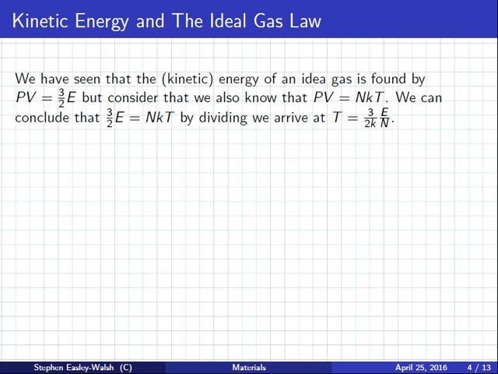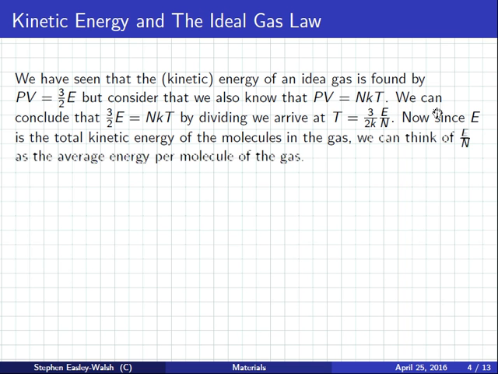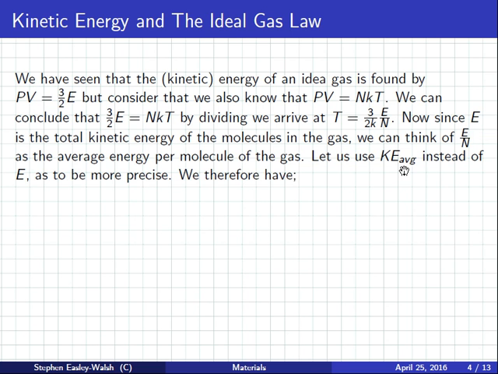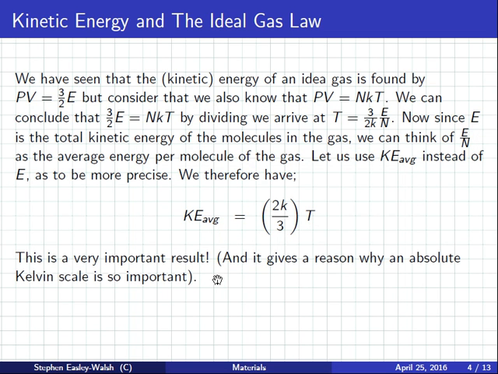The total divided by how many items you have is the average per item. So, the E over N is like an average energy per molecule, which we usually call KE average, or sometimes just KE with brackets, but average kinetic energy. So now we have this formula. Average kinetic energy equals 2k over 3T, or you could put it the other way around. You could say T equals 3 over 2k times average kinetic energy. I don't really care about this constant. I just want you to see that you have this very, very, very important result. I wasn't joking when I said this is very important. It gives us the reason why Kelvin scale is so important.